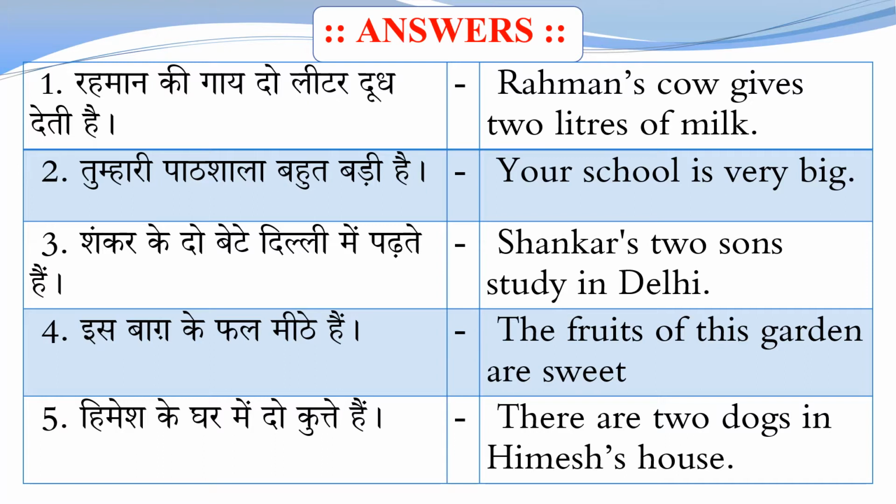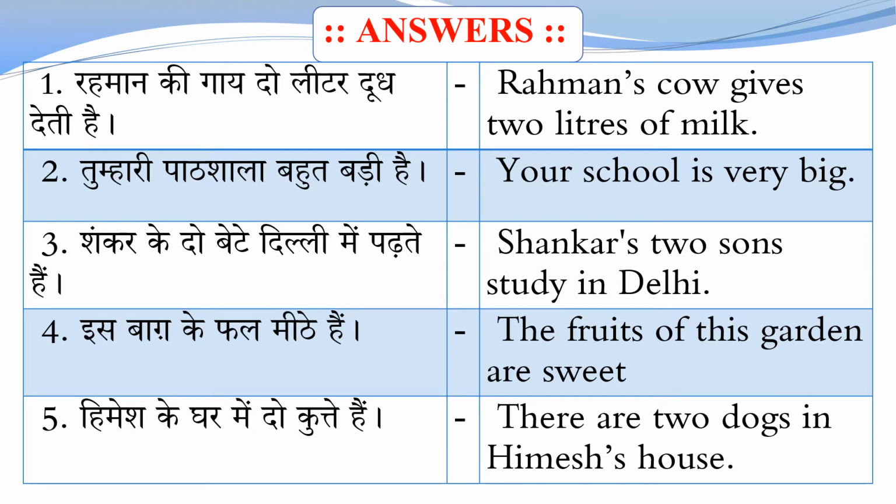Third one, Shankar ke 2 bete Delhi mein padte hain. Shankar ke can be translated as Shankar's. Do bete means two sons. Dilli, in English we say it as Delhi. Mein translates to in. Padte hain means study. So the answer is Shankar's two sons study in Delhi.